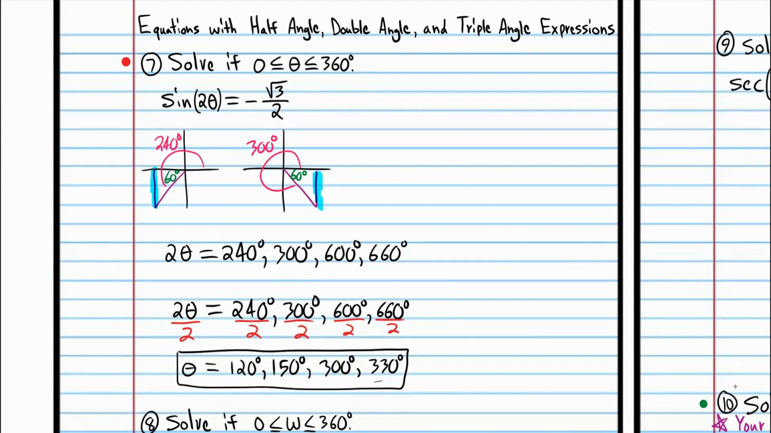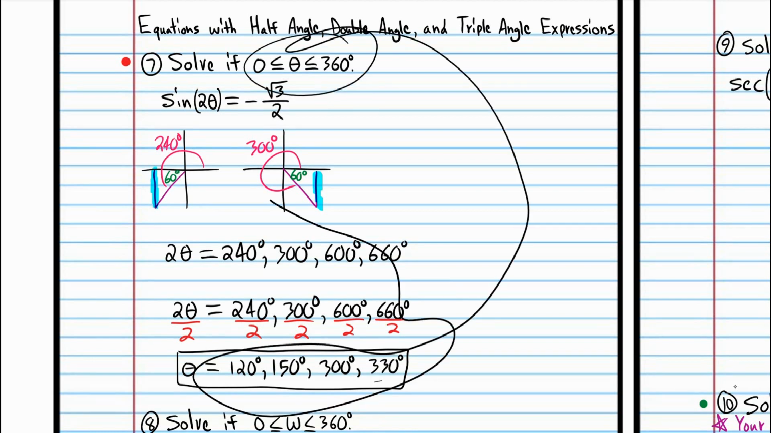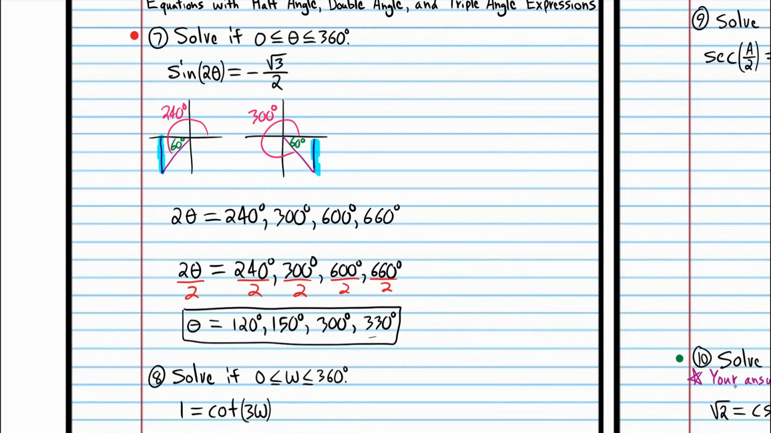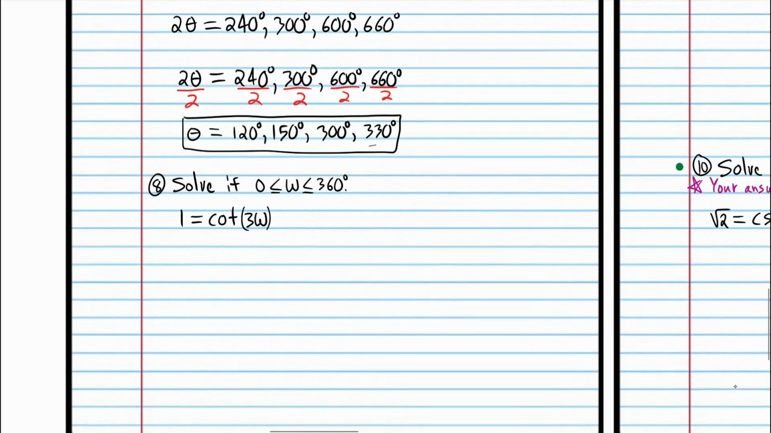So again, usually we only have 2 solutions between 0 and 360, but now we have 4. We had double the number of solutions because we had 2 theta in that equation. So let's try a couple more of these.